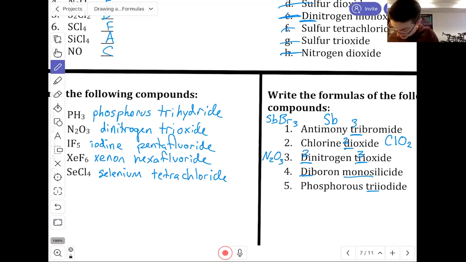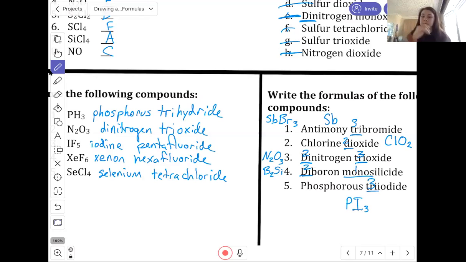All right, we have a di again, which is 2. What is mono? 1. So what is number 4? V2Si. And we've got tri again. And what is that last one? PI3. So that's how you do this stuff.